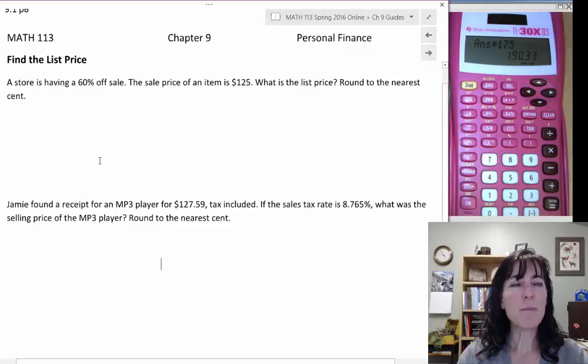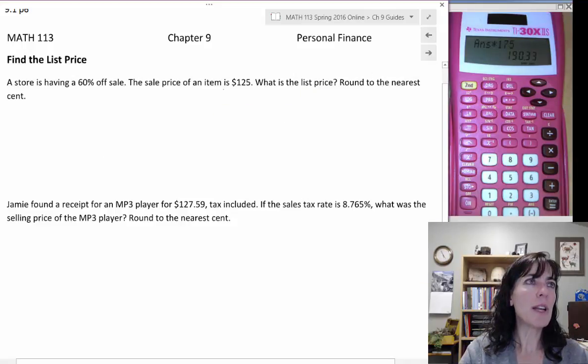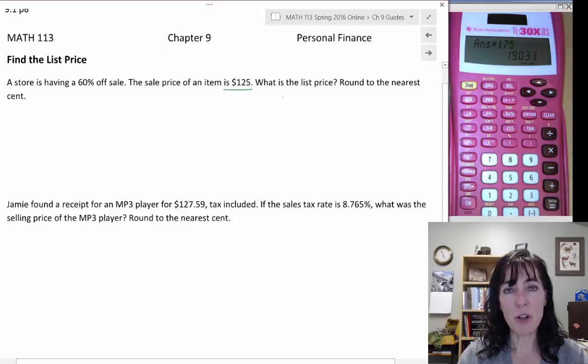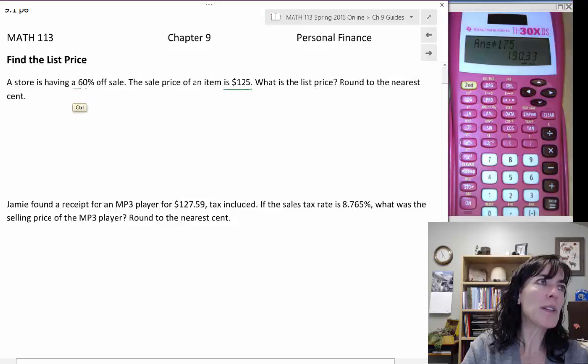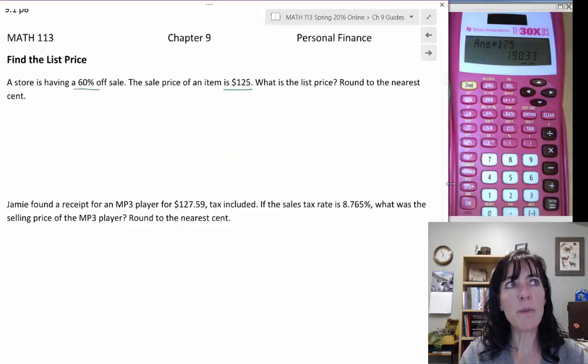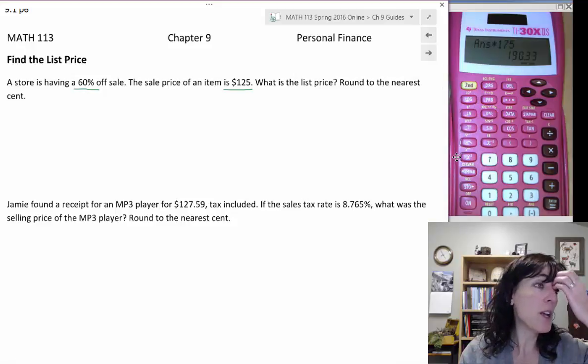Finding the list price. A store is having a 60% off sale. The sale price of an item is $125. What is the list price? So I know the discount rate and I know the sale price, but I need to find the list price. What is the item being offered for?